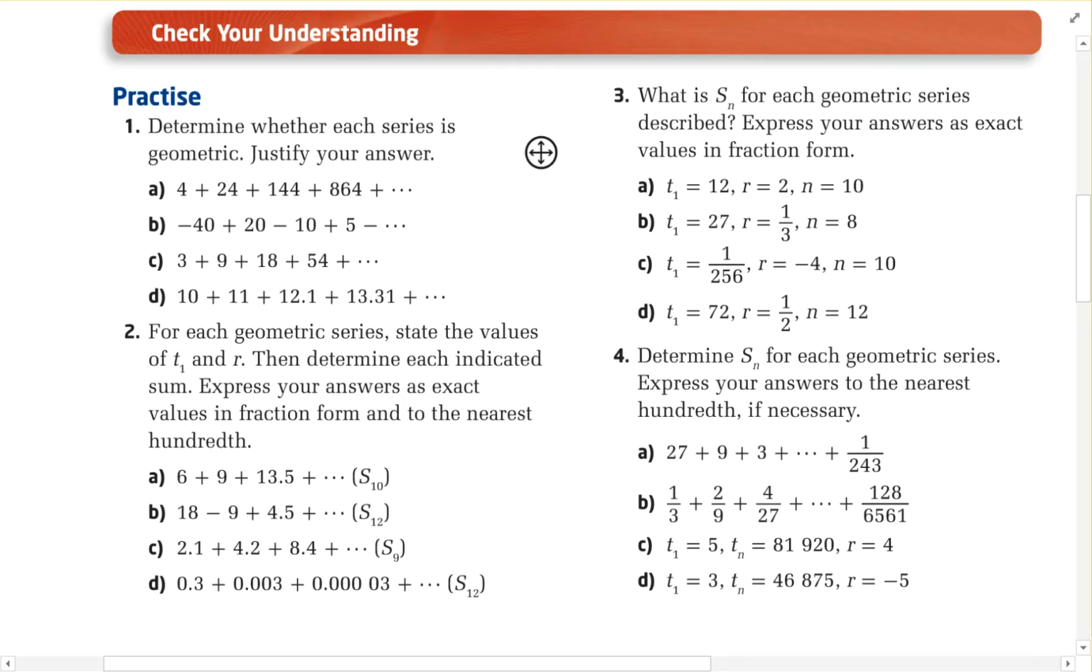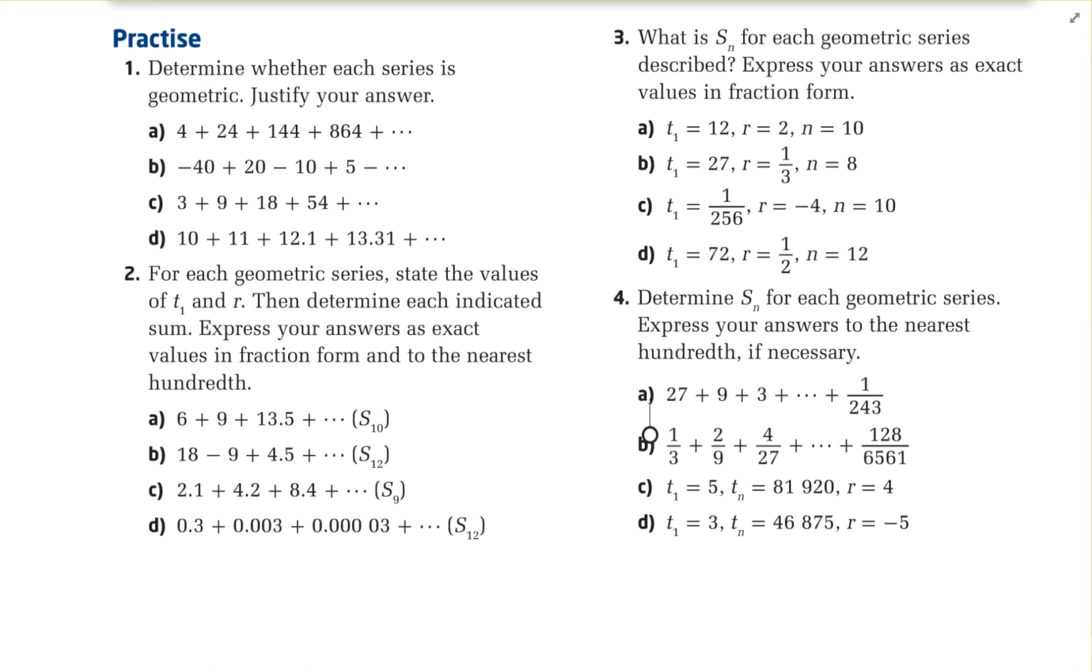Okay, let's go through a few of these. So, number one, determine whether each series is geometric. Explain your answers. So, geometric really means is there an R value? So, a ratio, right? So can you go 24 divided by 4? That's 6. 144 divided by 24. So, yeah, 144 divided by 24, that's also 6.